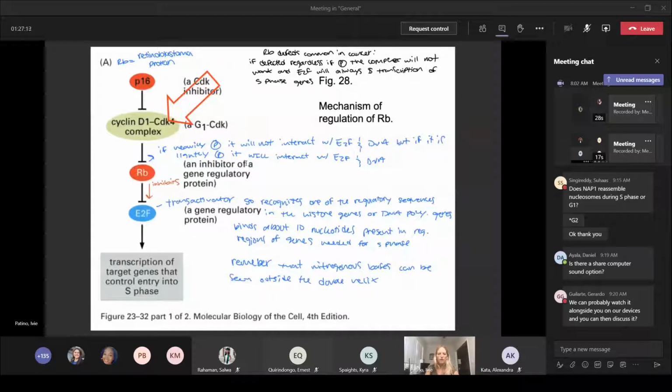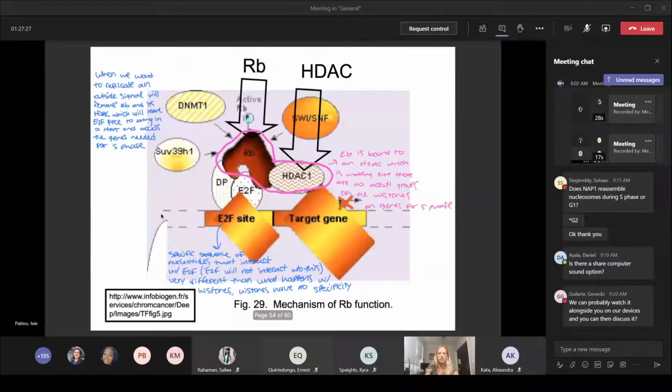Okay, so that's our E2F. We want E2F if we want to replicate. Then RB is going to inhibit E2F. So if we go to this slide first really quick, here's our E2F, this white little dotted thing, and here's our E2F site. So it bound to its site, the specific sequence of nucleotides that interact with E2F.